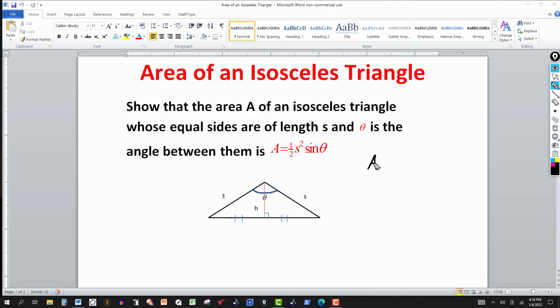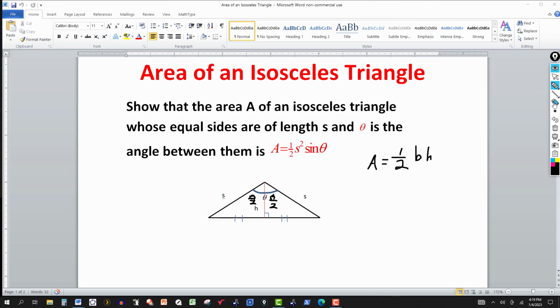There are many formulas for finding the area of a triangle. The most basic one is that the area of a general triangle is 1/2 whatever the base is multiplied by the height. So if you know the base and the height, this is an easy, quick way of finding the area. In this problem, we have an isosceles triangle, two sides of the same length, and this perpendicular right here bisects angle theta. So this right there is theta over 2, and this angle over here is theta over 2.